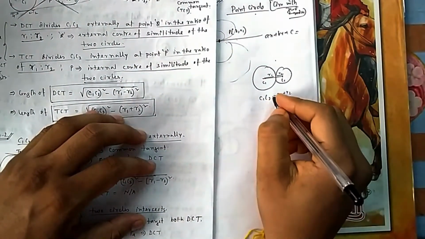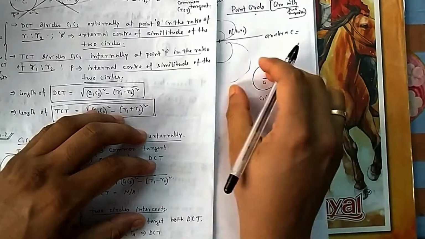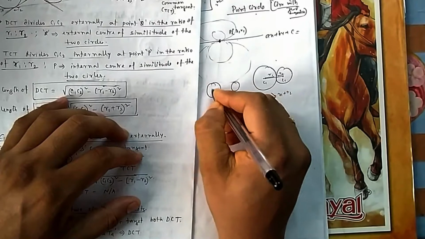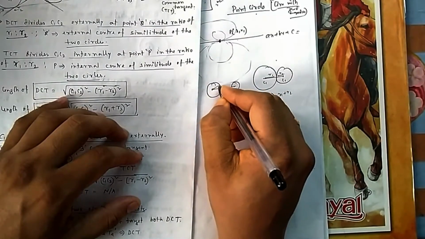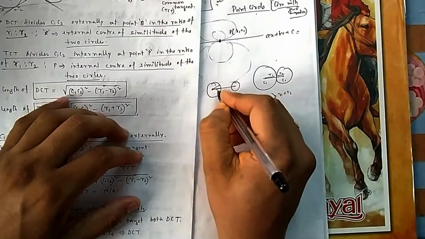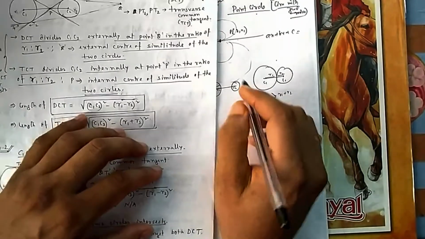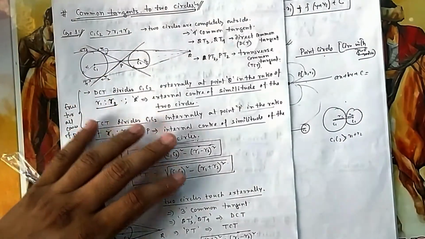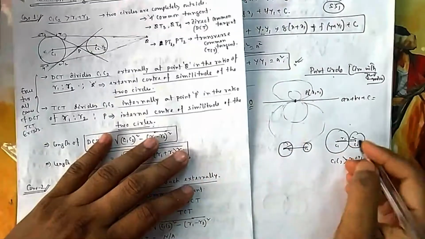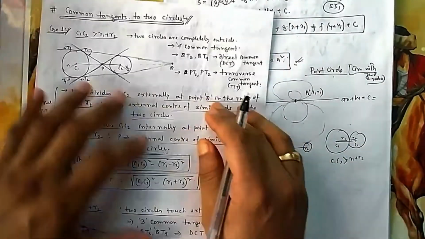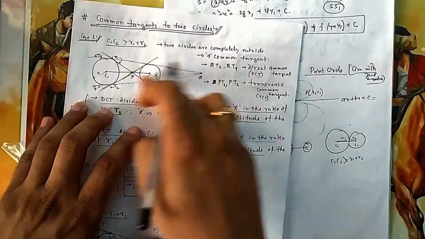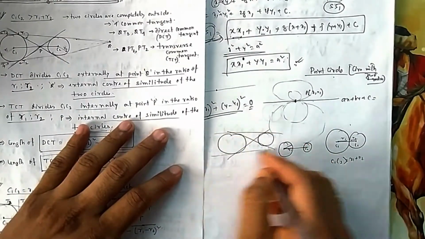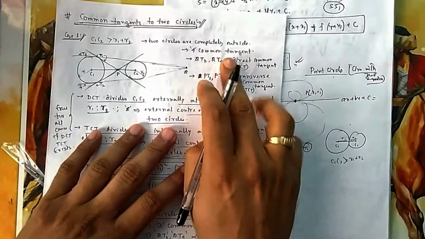If C1C2 is greater than that, then the circles will go outside, away from one another. R1 is this much, R2 is this much. So if your C1C2 is greater than R1 plus R2, then you can say the 2 circles are completely outside each other. In that case, how many tangents can you draw? 4 tangents: 1, 2, 3, 4. So there are 4 common tangents.